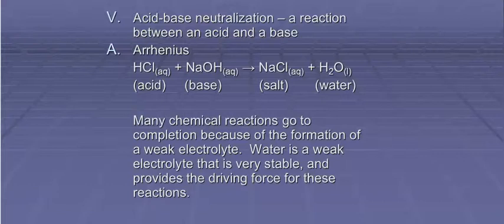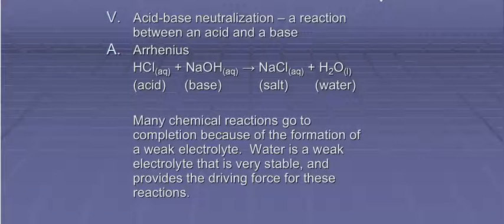Fifth type of reaction, acid-base neutralization, a reaction between an acid and a base. And there are three types of acid-base neutralizations. The first type, Arrhenius. Arrhenius defines an acid as containing hydrogen and a base as containing hydroxide.